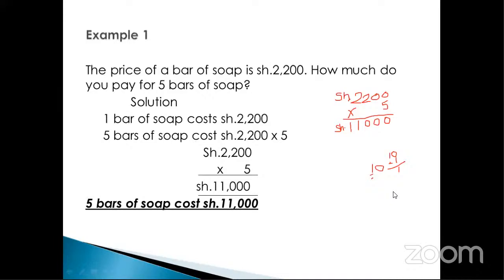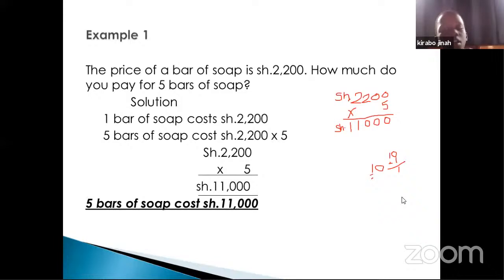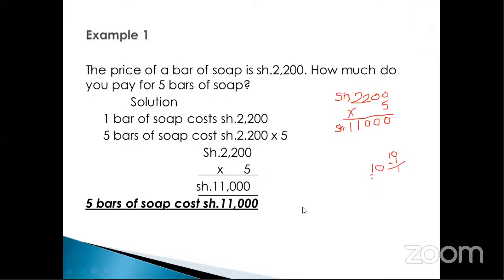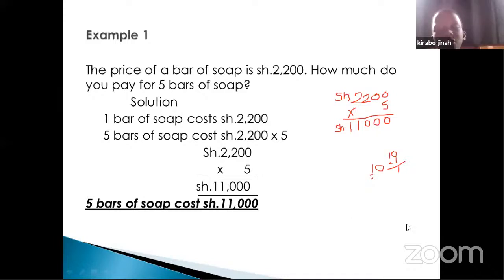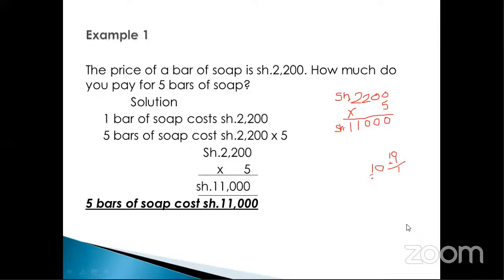Yes, Gina, how much now are 5 bars of soap? 5 bars of soap cost 11,000 shillings. Repeat. It is 11,000 shillings. Can you say 11,000 shillings? 11,000 shillings. Very good.